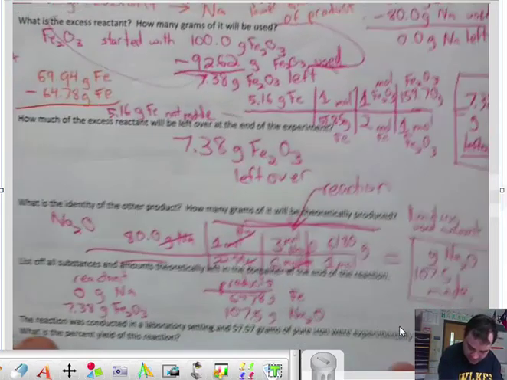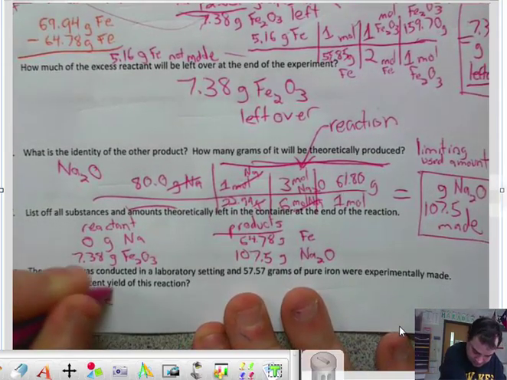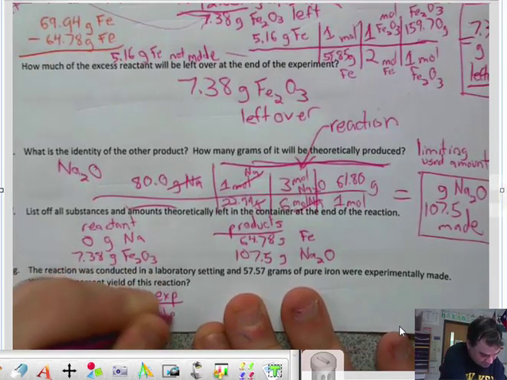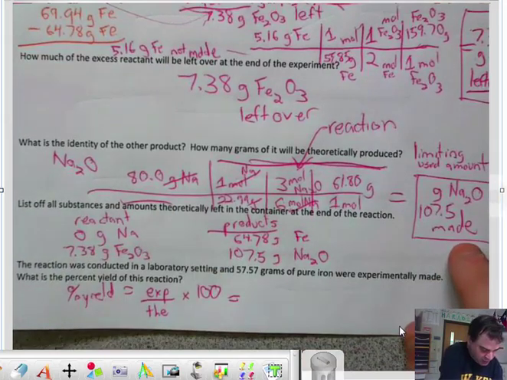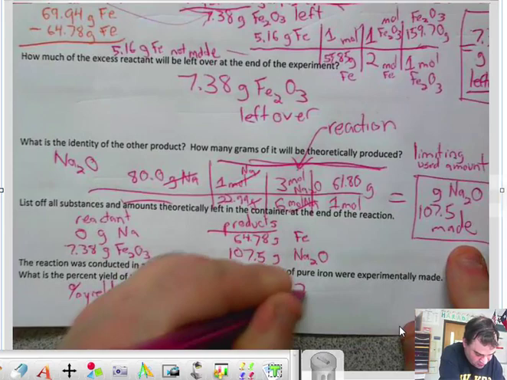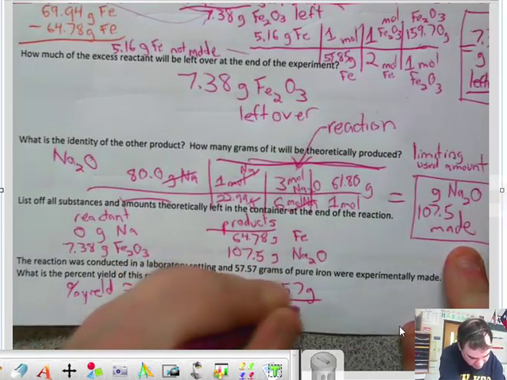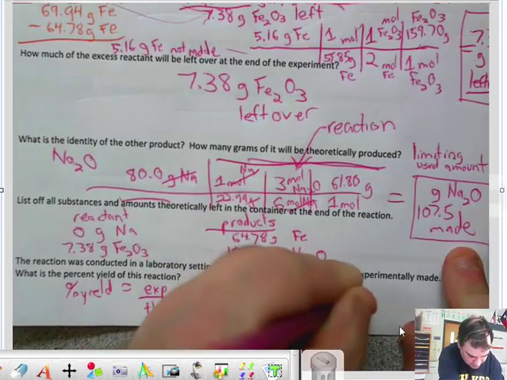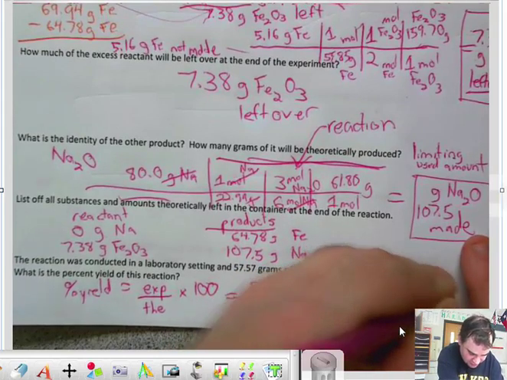Wonderful. Okay. Finally, percent yield equals experimental over theoretical times 100. My experimental is 57.57 grams over 64.78 grams times 100, and I got 88.87%.